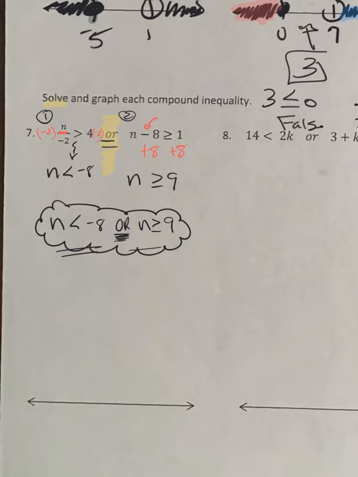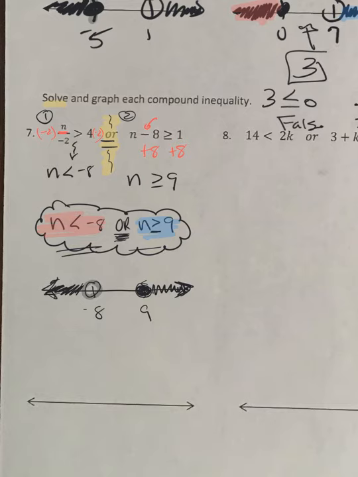And then we have to graph it. My graph is really low, so I'll just put the graph right here. We've got negative 8 and positive 9. So we want all the numbers that are less than negative 8 or all the numbers that are greater than or equal to 9. All the numbers less than negative 8 would be to the left forever. And all the numbers greater than or equal to 9 would be solid because of the equal to, going forever. So that's what your work should look like. Basically you're just solving two inequalities just like we did the other night.